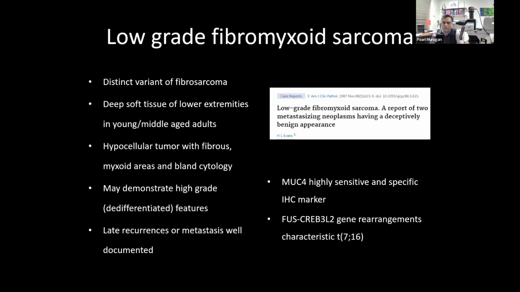And as we saw, MUC4 is a lifesaver in these tumors because it can be easily mistaken for benign tumors, especially in small biopsies. So whenever you see a bland-looking spindle cell tumor, especially if the clinical history is a young patient with a larger, deeper soft tissue mass, then MUC4 should mandatorily be part of that panel. So that's an excellent marker. And of course, we know that LGFMS has a characteristic translocation between the FUS gene and the CREB3L2 gene.